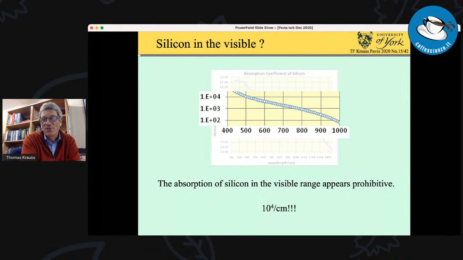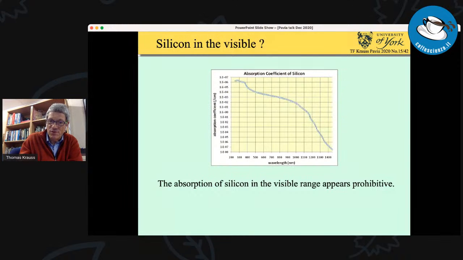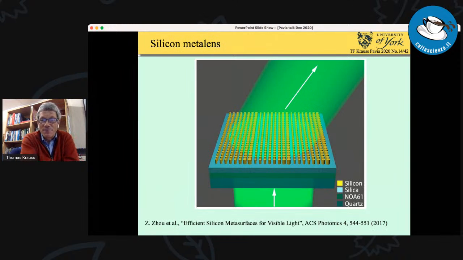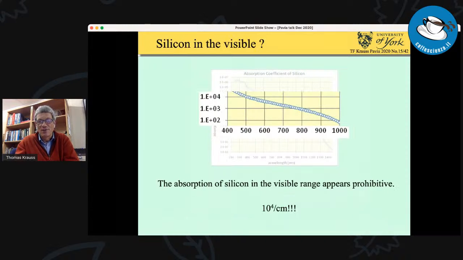Now, if you think how big, go back to this slide. Now, the path length here, and this is an effective index type approach, the path length is about 250 nanometers. I'll go back to here. So 10 to the 4 per centimeter, that means 4 orders of magnitude less, 10 to the 0 per micron, so 1 per micron. So e to the minus 1 is your transmission.